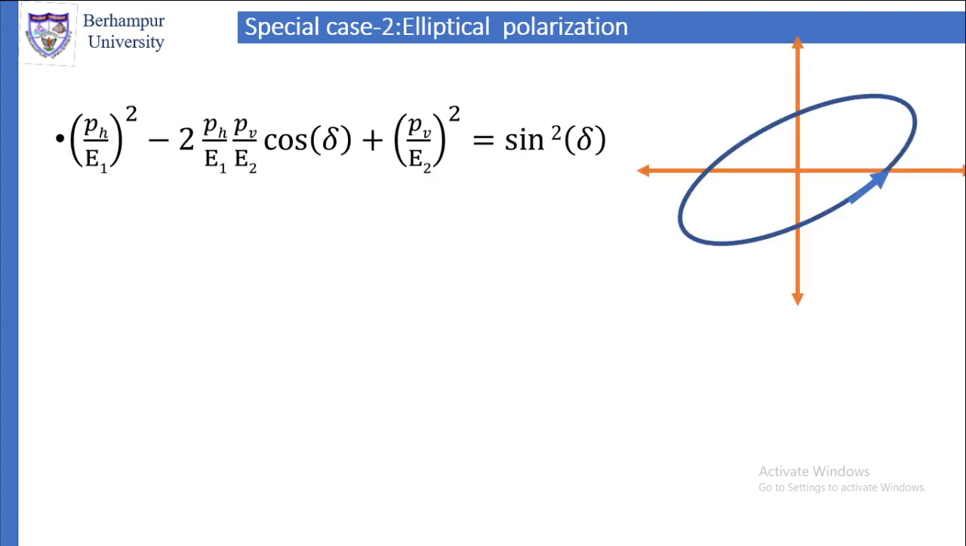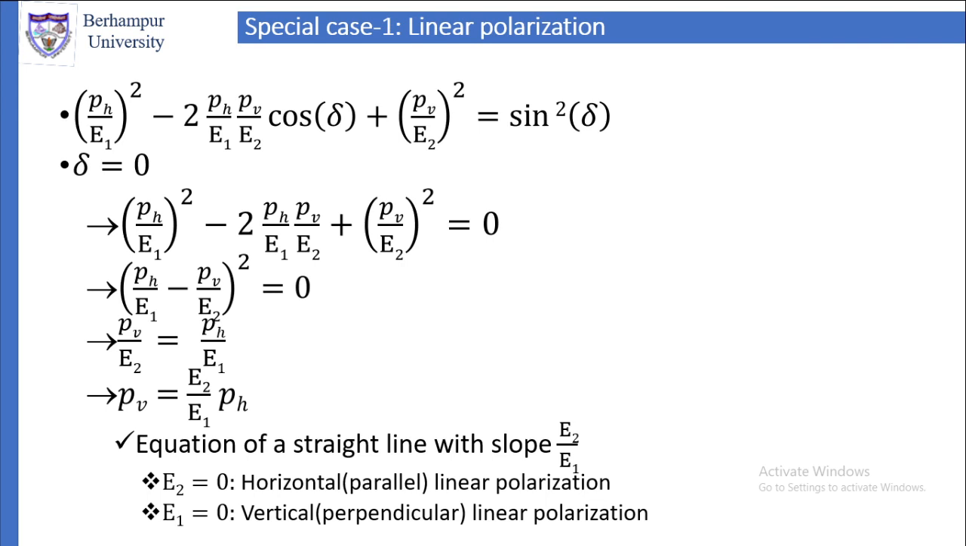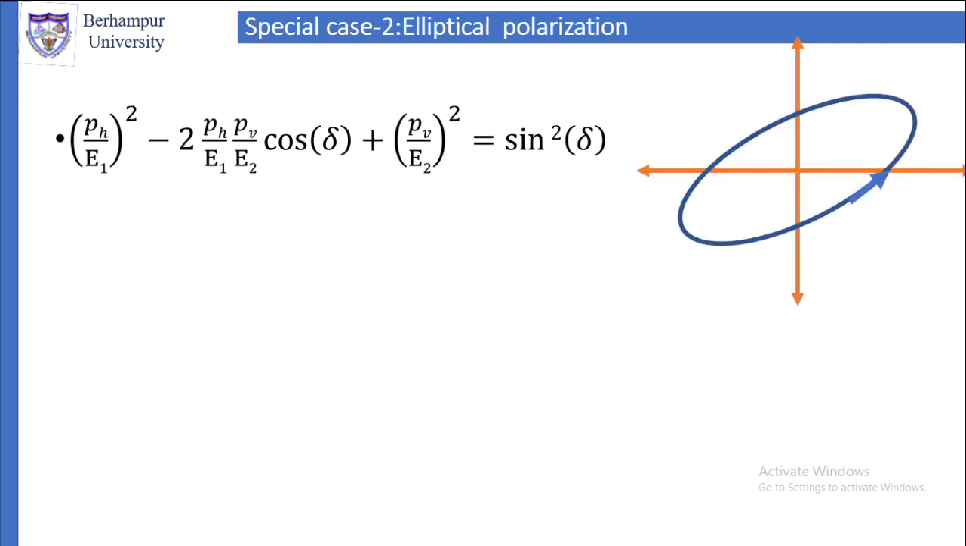So the first one is called horizontal polarization, the second one is called vertical polarization, and these are linear polarization. Why linear polarization? Because it is a straight line.